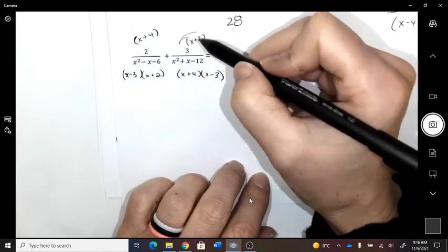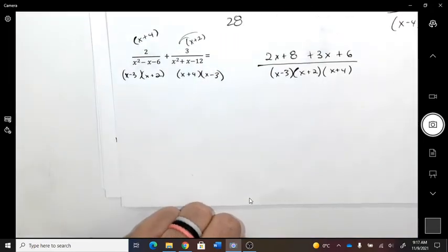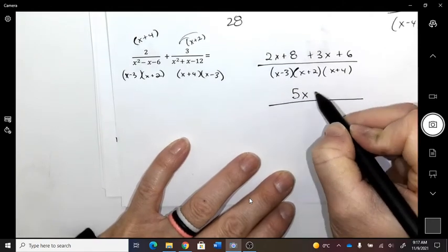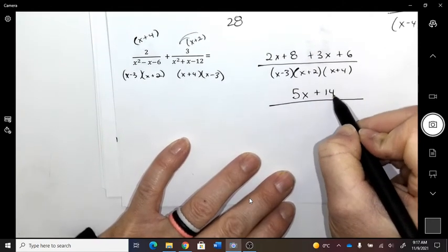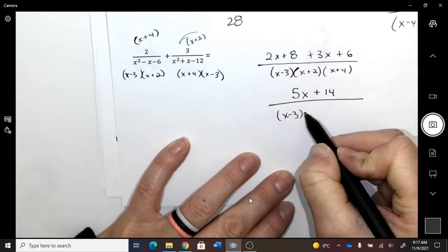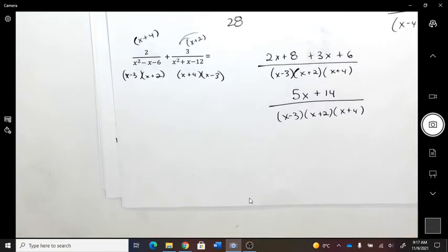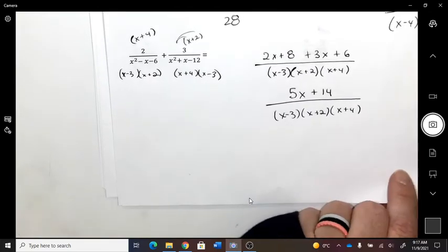Okay, so this is what I was doing. Okay, so my final answer is 5x plus 14 all over, and then I'm writing that out. Okay, one more.